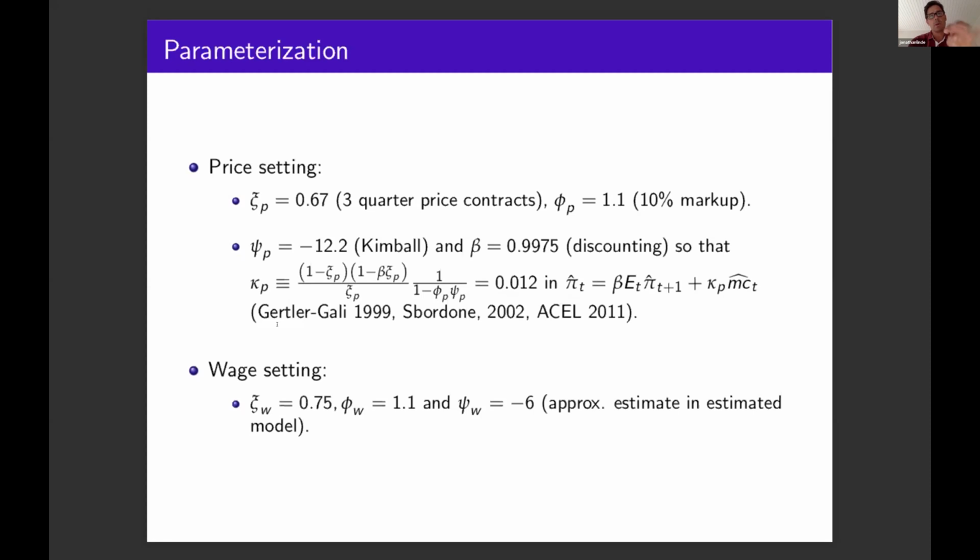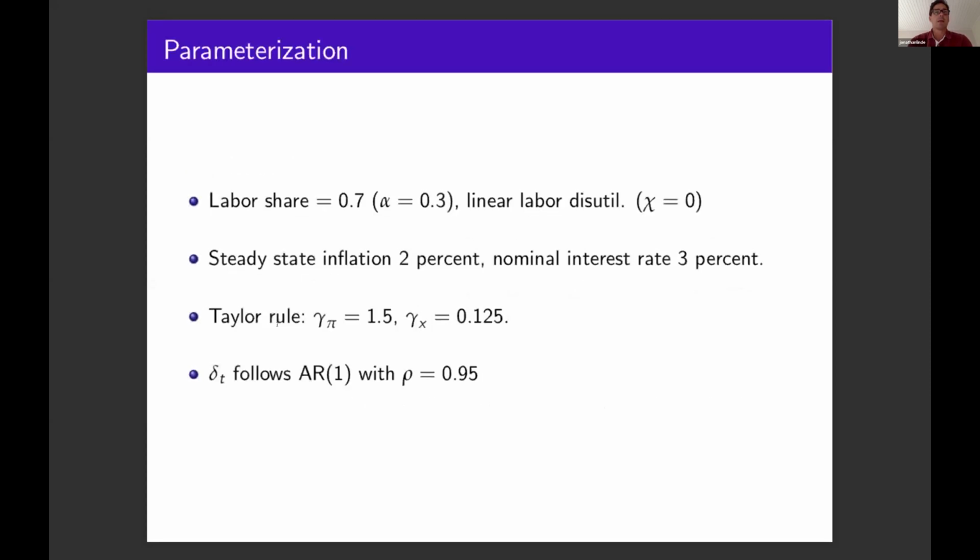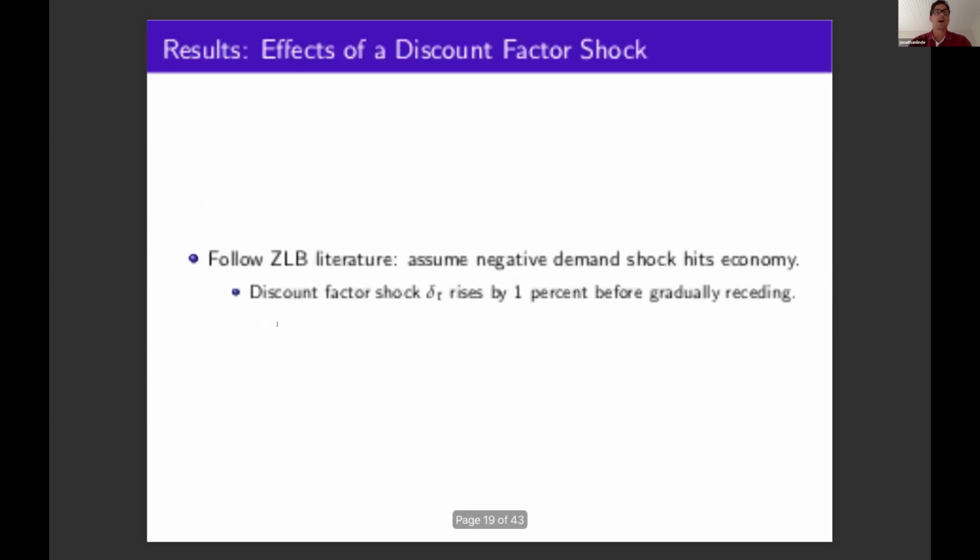Now with wage setting, we work with 4/4 wage contracts, so psi w is 0.75. Then you get in the wage block of the model that psi w is -6, or roughly half of what you have in the pricing block of the model. And that -6 actually turns out to be an approximate estimate in the model that we're going to estimate later down the road. I'll tell you about it. All right, the other parameters are fairly standard. The only thing I want to note here is that this delta t shock follows an AR1 with root 0.95.